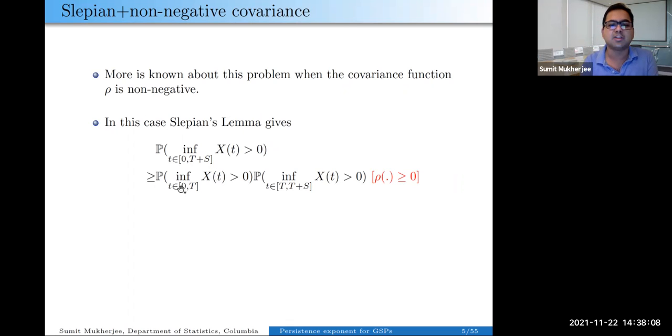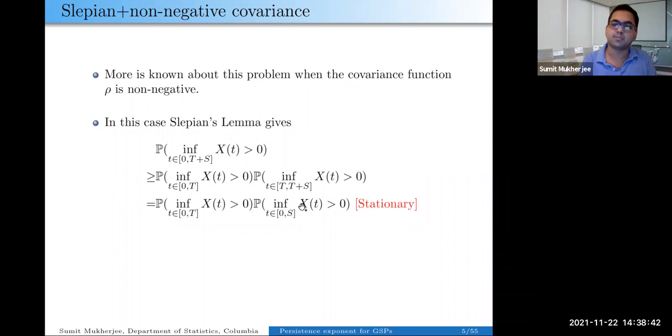Then this is larger than the probability of persistence from 0 to t and from t to t plus s. This is because I'm comparing x to a version of x which is independent in these two domains. You take 0 to t plus s and construct the blocks independently. So this process has larger correlations than the process which is independent across blocks, and therefore Slepian's lemma applies. Here I'm using that the correlation is non-negative, otherwise the comparison is not valid. There's one more step: you go from t to t plus s to 0 to s, by stationarity. But that's pretty much it.